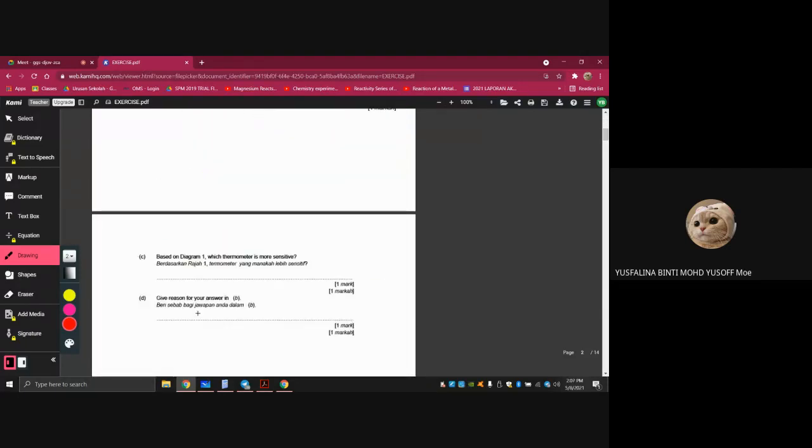Yeah, because after this you have to give a reason why you put the answer as Q. 0.01 degrees. It is the smallest scale that can be detected, it can measure until 0.01 degrees Celsius. Okay, so the minimum value of the accuracy.